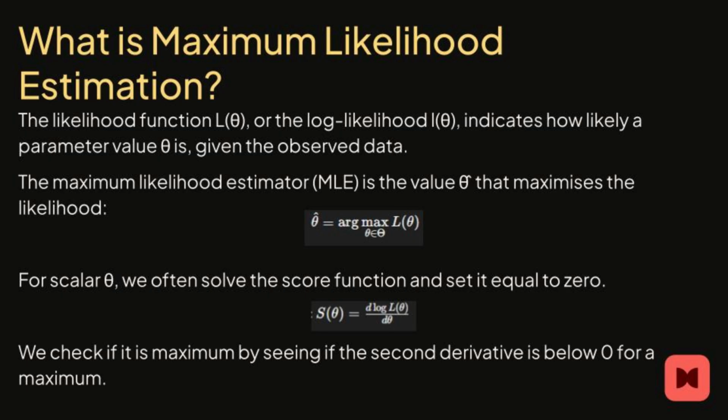For one-dimensional or scalar theta, we often solve what's called the score function. That's the first derivative of the log likelihood function with respect to theta. We set this equal to 0 and solve. To confirm that we've found a maximum, we also check that the second derivative is negative.